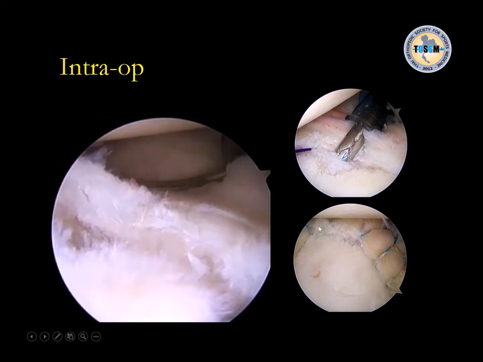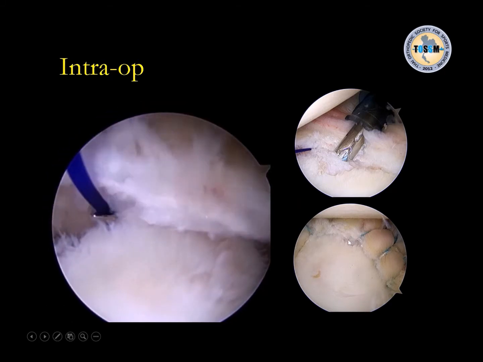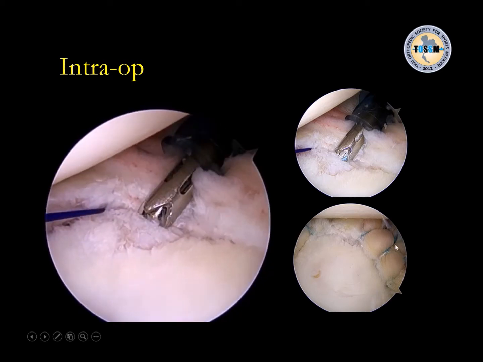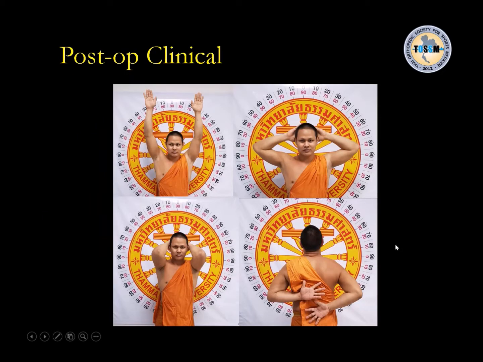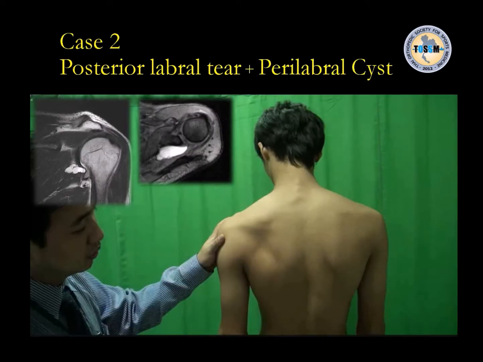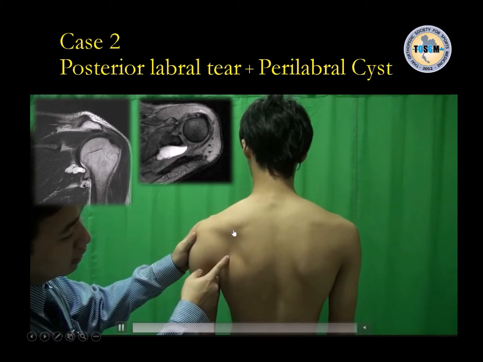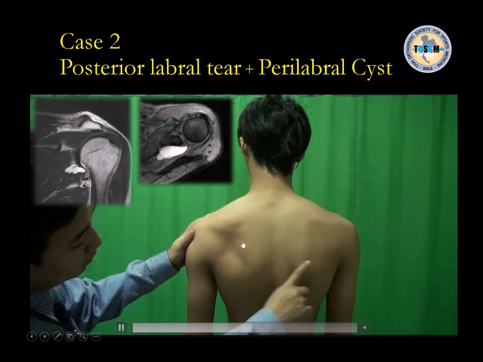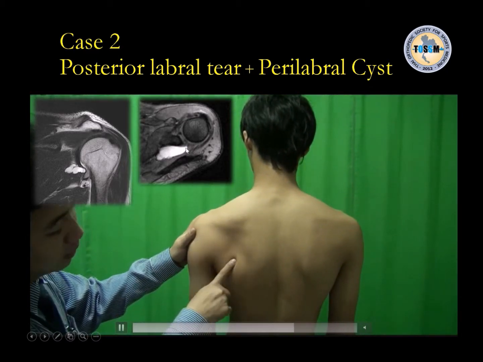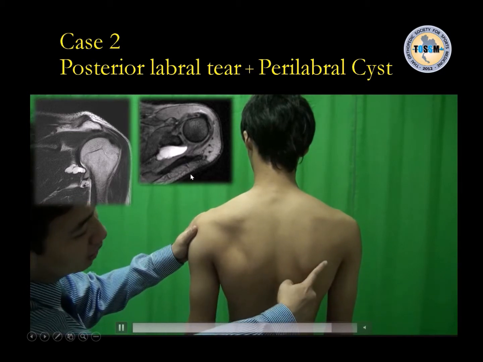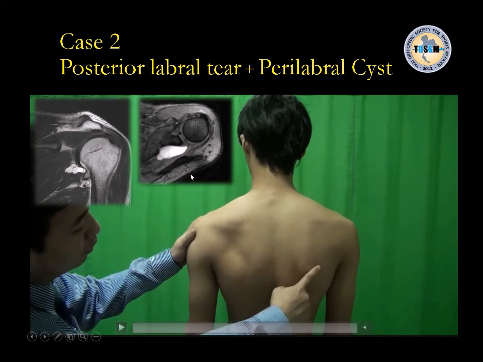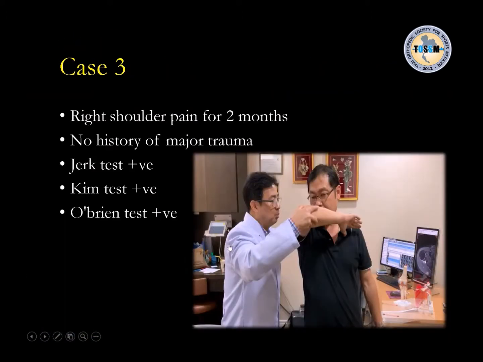So we did the repair. After the surgery, the patient is getting better. Now he's feeling much better, with less pain. This patient comes with a different situation. He comes with weakness of the right shoulder. Many times the posterior labrum has a cyst because of leakage, like a Baker cyst of the knee joint. That's like a one-way valve. So this patient came with weakness and pain.